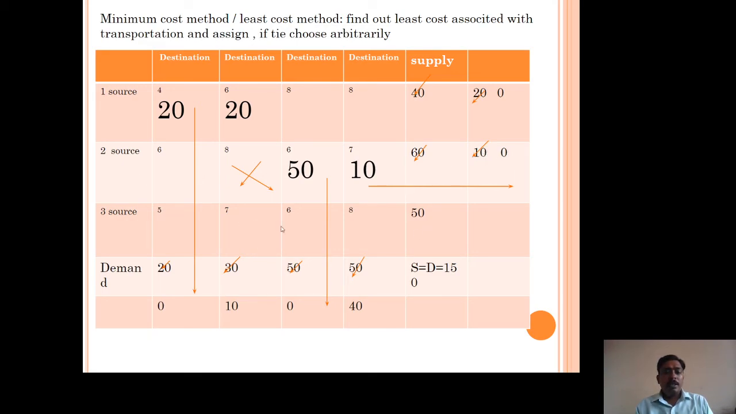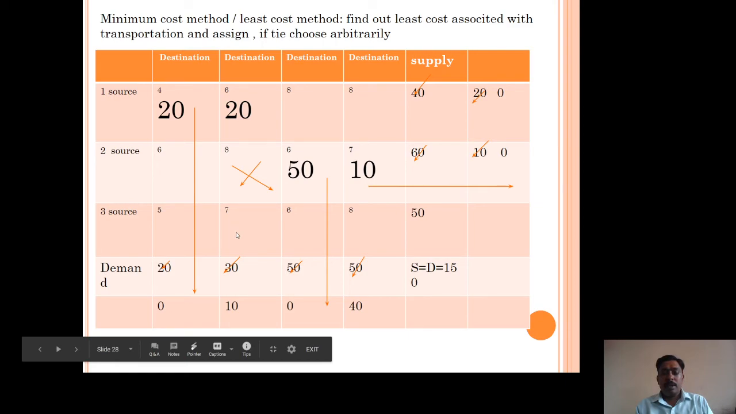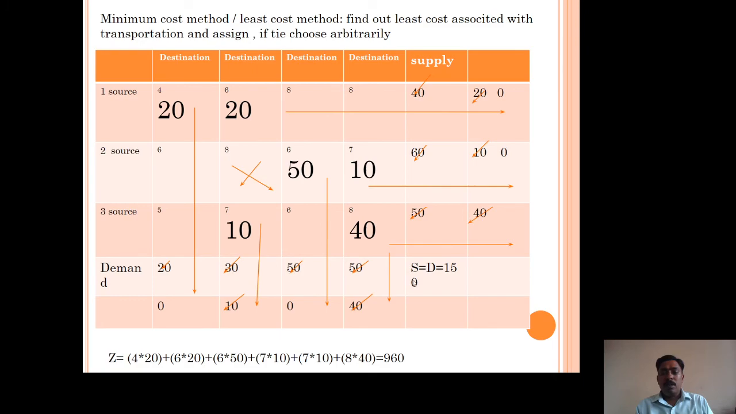Now there are two cells remaining, 7 and 8. So allocate 10 first for this, and the quantity remaining is 40, so allocate 40 here. The supply and the destination demand will be finished. If you supply 40 here, it will be 0.